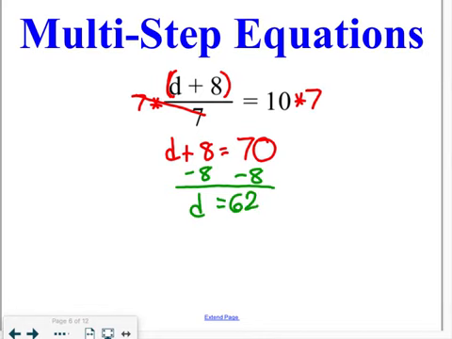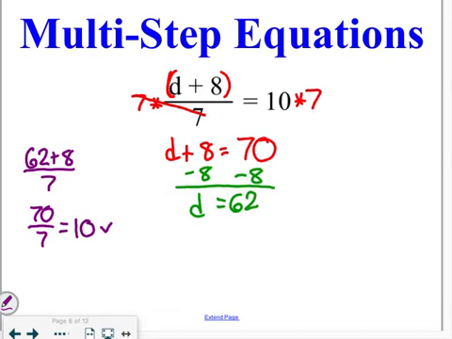If you wanted to plug it back in to check if your answer is correct, that isn't always an option that you have. So you could plug it back in and do 62 plus 8 divided by 7. Solve the top first, gives you 70 divided by 7, which is in fact 10, so our answer checks out.